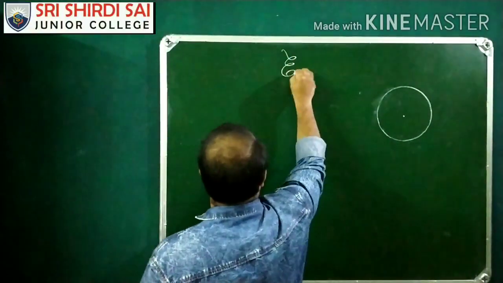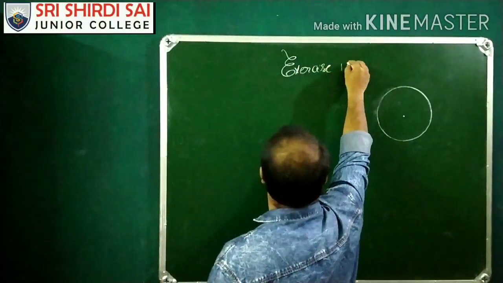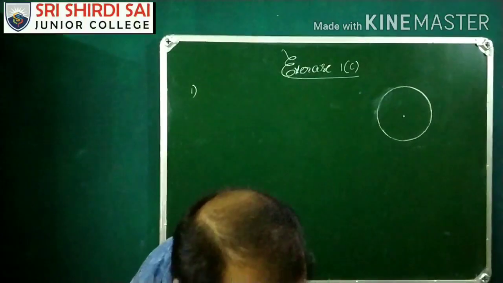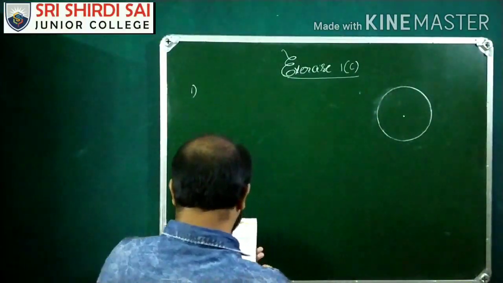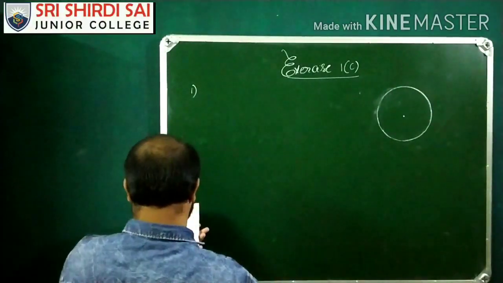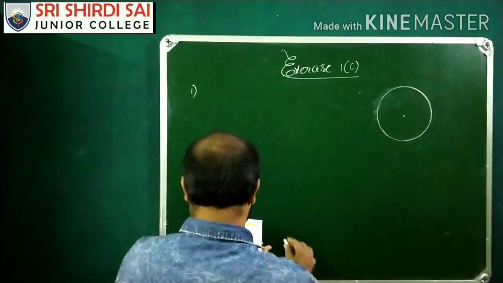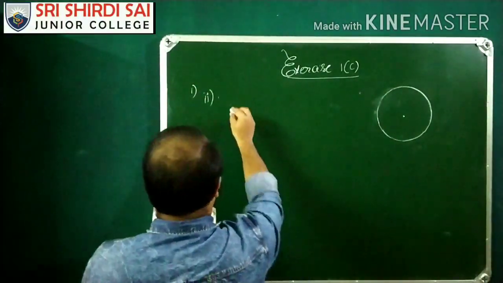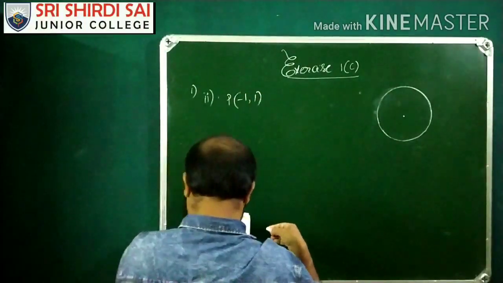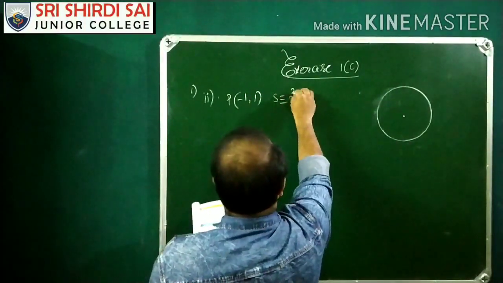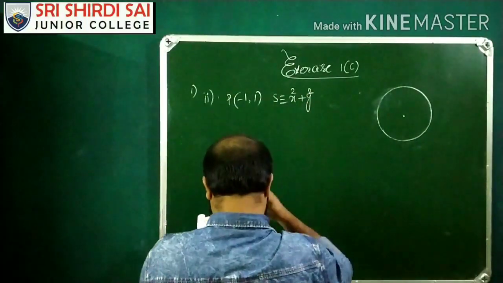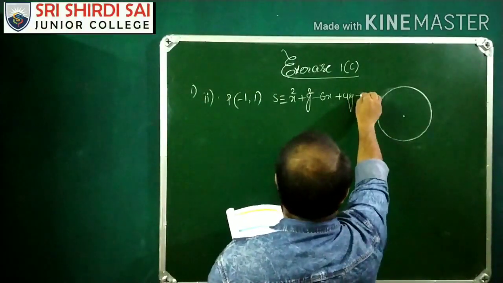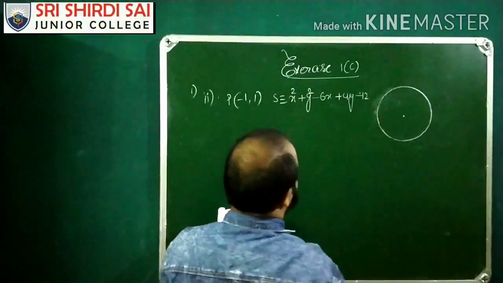Exercise 1C. So, first problem. Find the equation of the tangent at P of the circle S equals 0, where P and S are given by, first question, second bit, P is (-1, 1) and S is x square plus y square minus 6x plus 4y minus 12 equals 0.